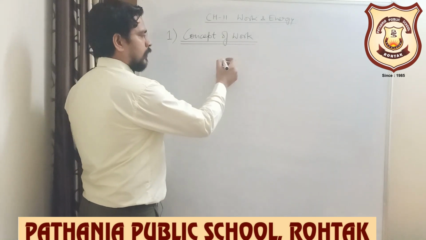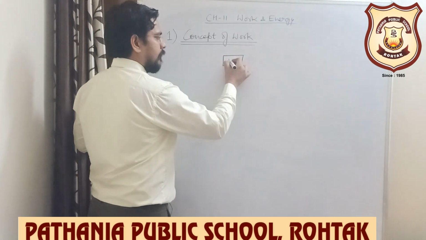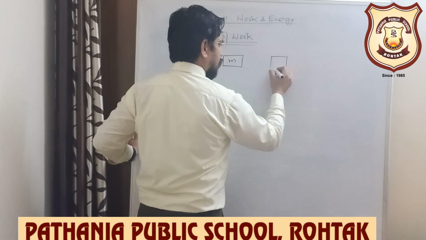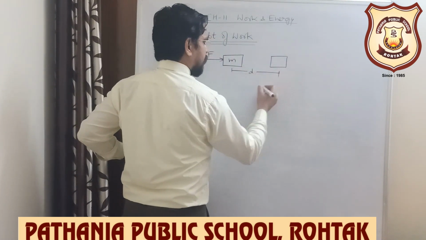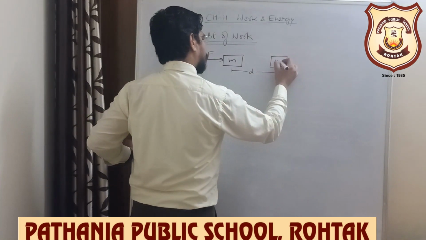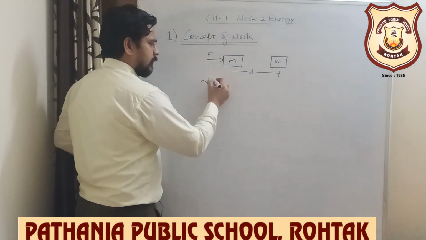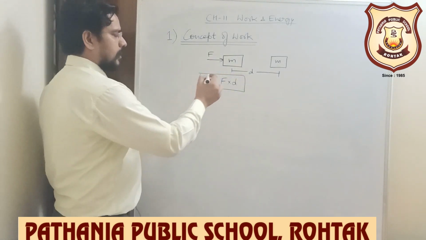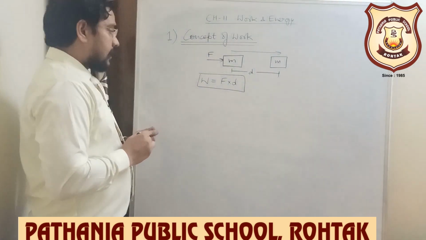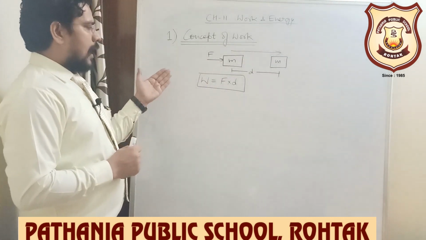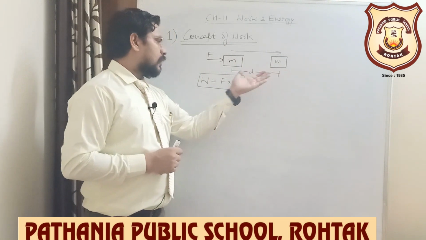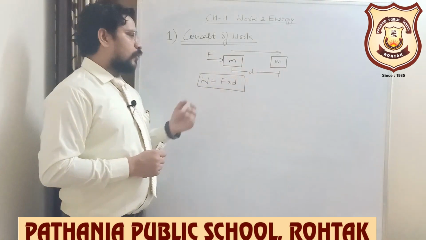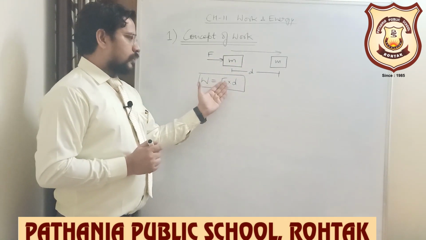I'll give you an example here. If there is a block having mass m and some force F is applied on this block, and under the action of this force the block has moved some distance, or it is displaced by d, then work is defined as F into d. So as you are observing, there is a mass m and a force F is applied on this mass, and this mass has moved in the direction of applied force, then we can say work is done, and work is defined as the product of force and the displacement in the direction of force. So the formula of work is force into displacement.